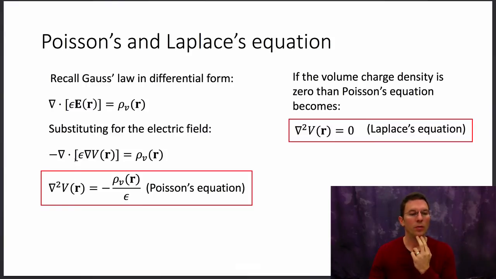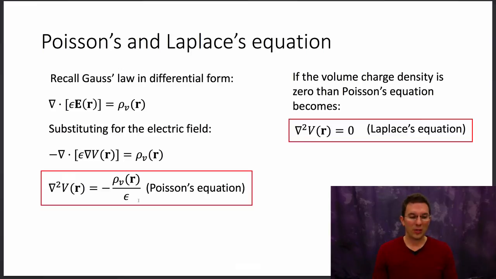So divergence of the gradient in this case just leads to the Laplacian of the potential, and this is the scalar Laplacian here. It's operating on a scalar. So the Laplacian of the scalar potential V is equal to minus the charge density at that point divided by epsilon. This is called Poisson's equation.